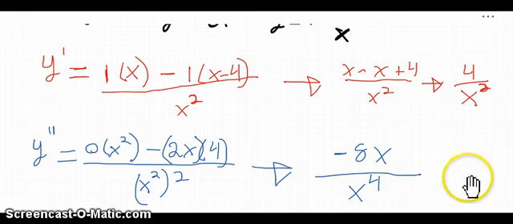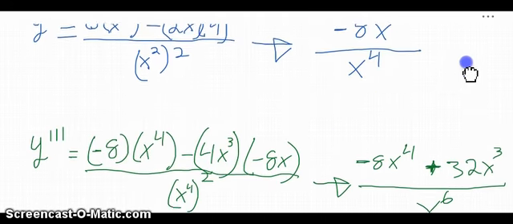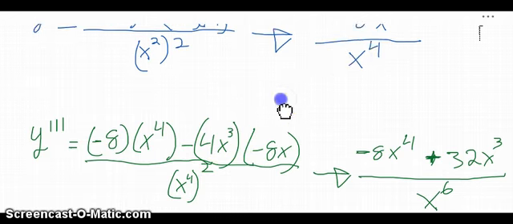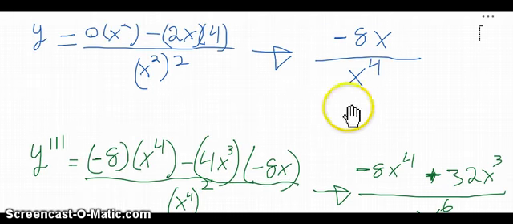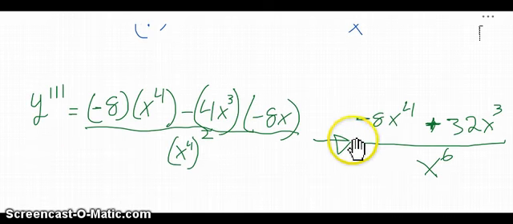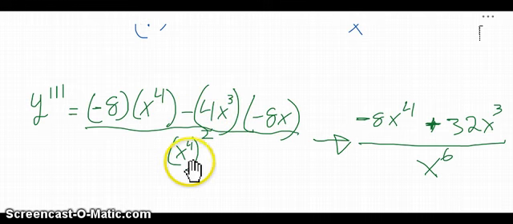So there's the second derivative, but now we need to find the third derivative. Third derivative, we repeat the quotient rule again. So we will get negative 8 times x to the 4 minus 4x cubed, as that is the derivative of x to the 4, times negative 8x, all over x to the 4 squared. Now when you simplify this, you get negative 8x to the 4 plus 32x cubed, and it's plus because it's a negative multiplied by a negative, all over x to the 6, which is x to the 4 squared.